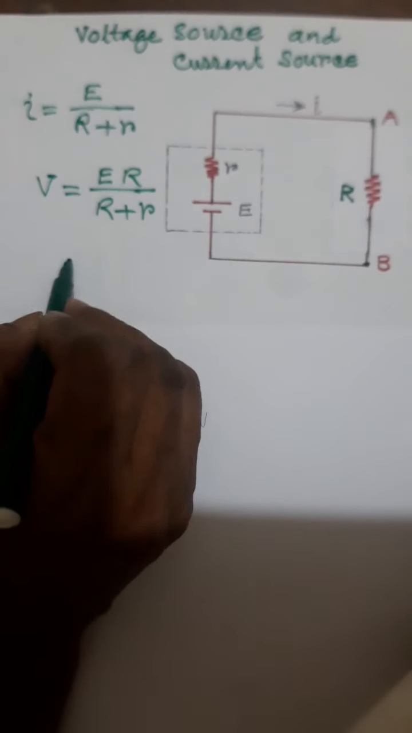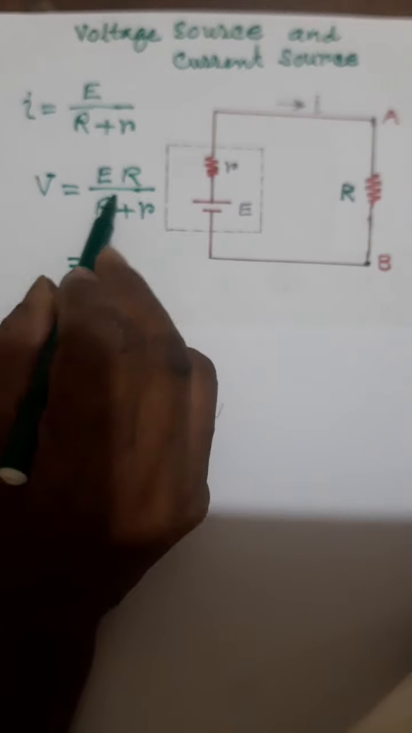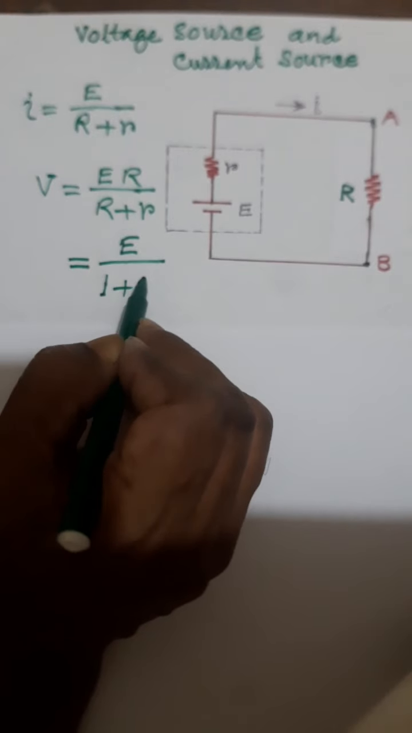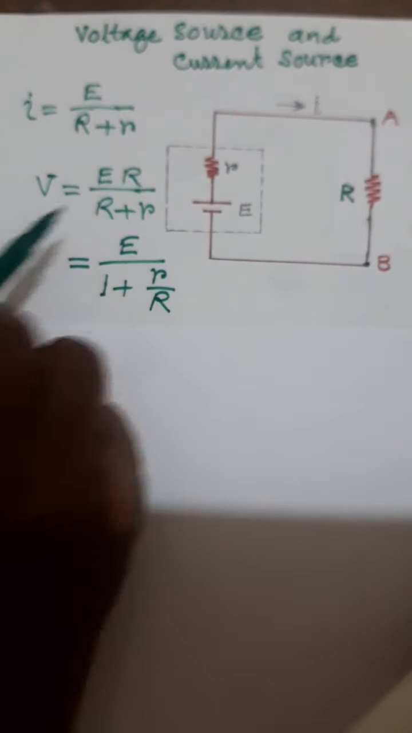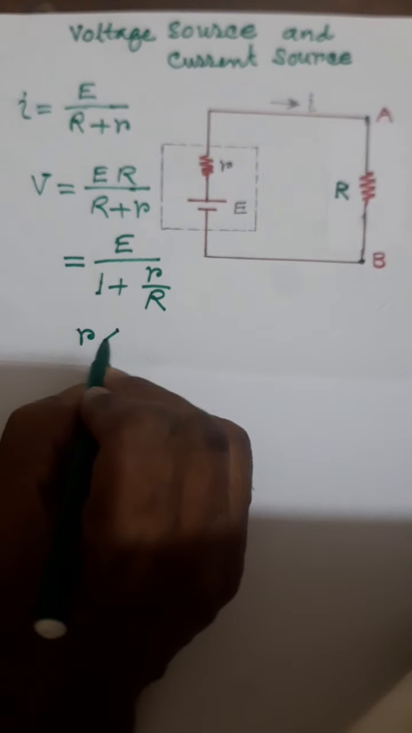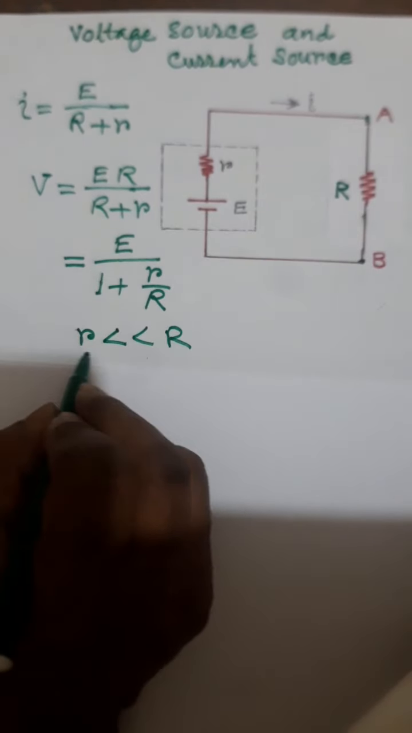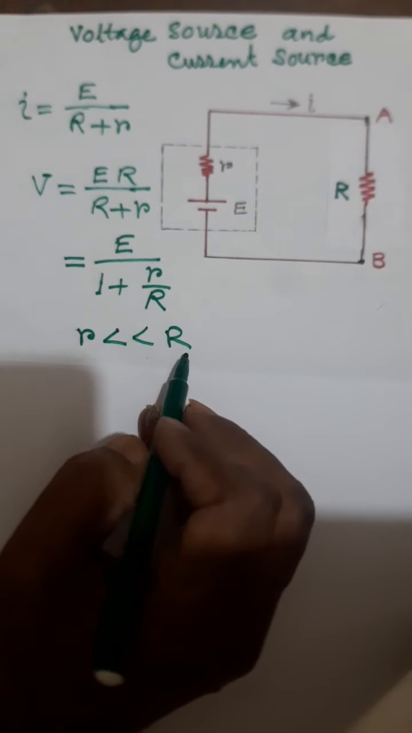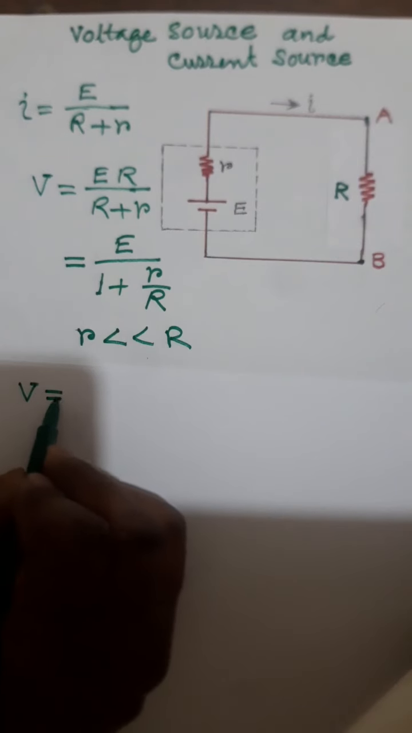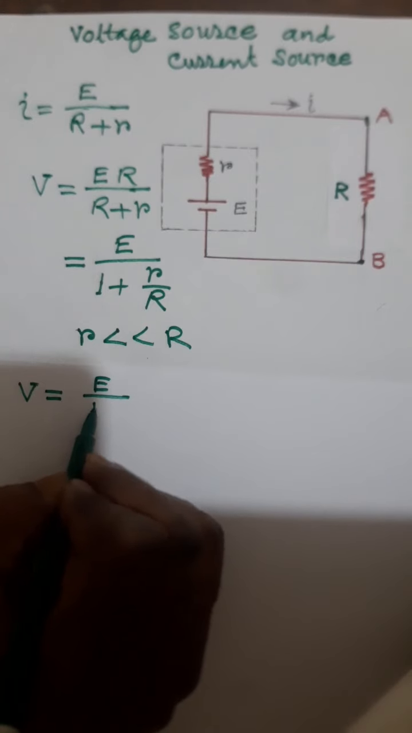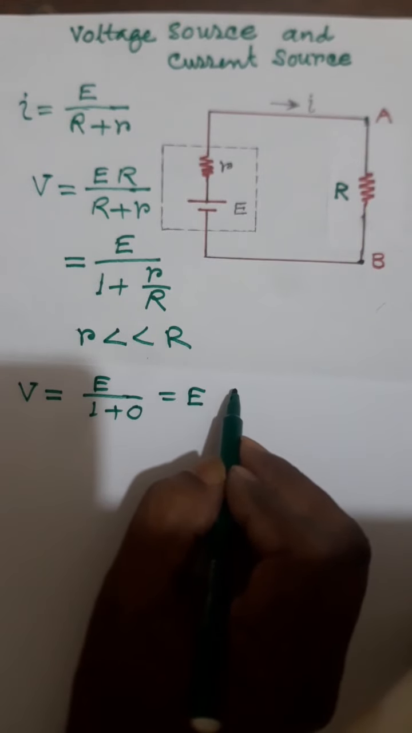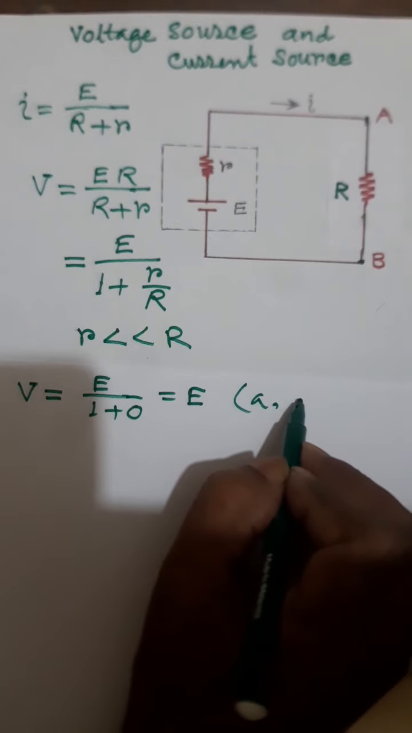Dividing the numerator and the denominator by capital R, we have E divided by 1 plus small r by capital R. If small r is very less than capital R, then the voltage V equal to E divided by 1 plus 0, that is E, a constant. The voltage becomes constant.